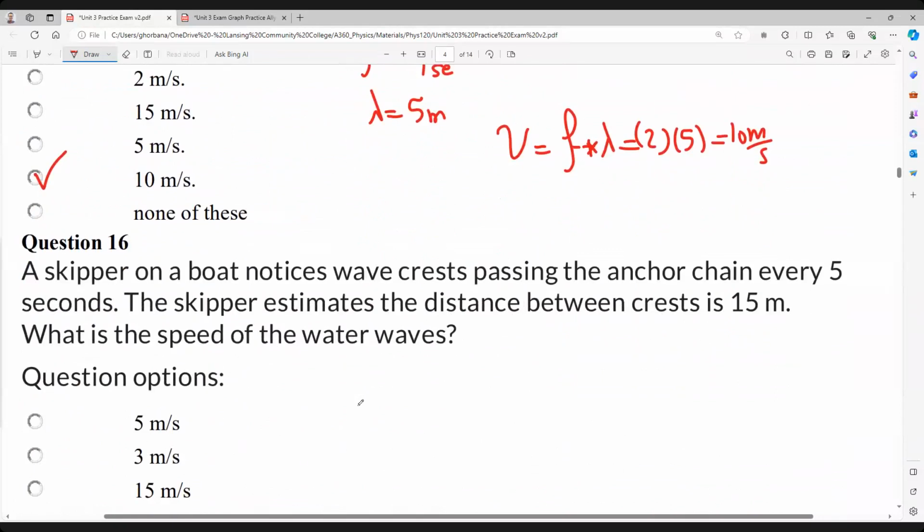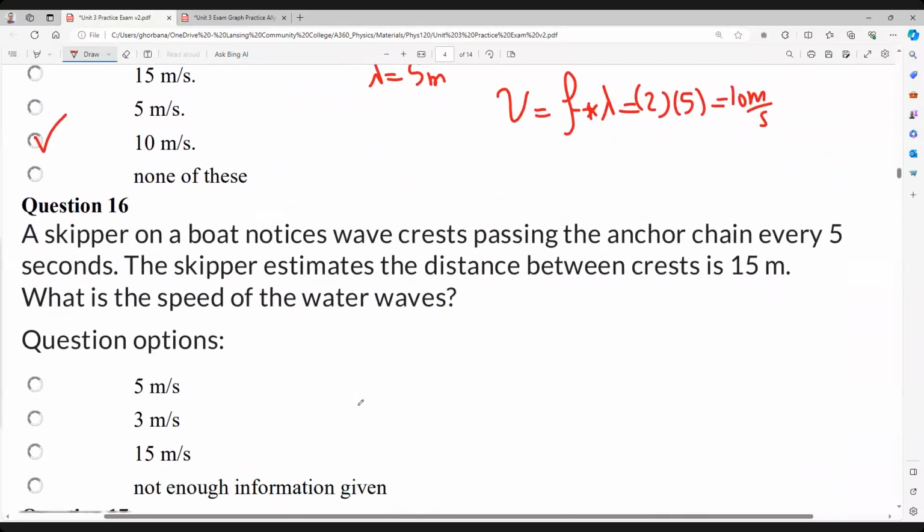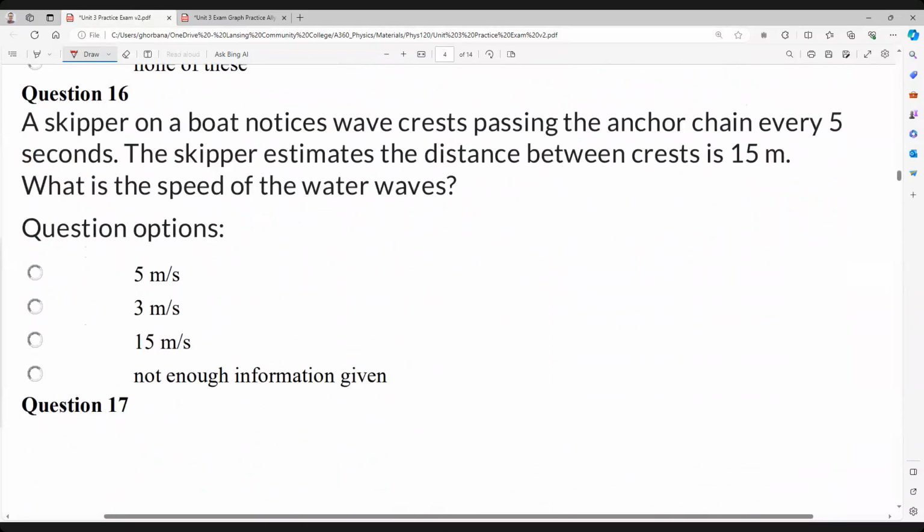Okay, no question? Is it clear? Okay. Question number 16.